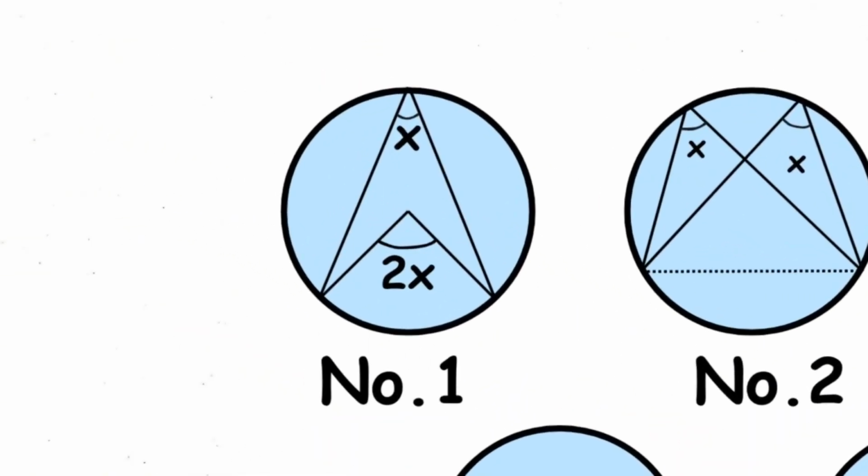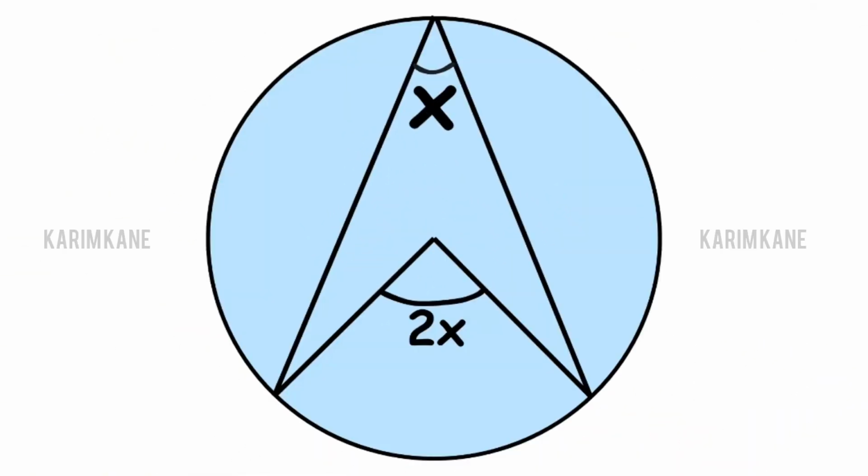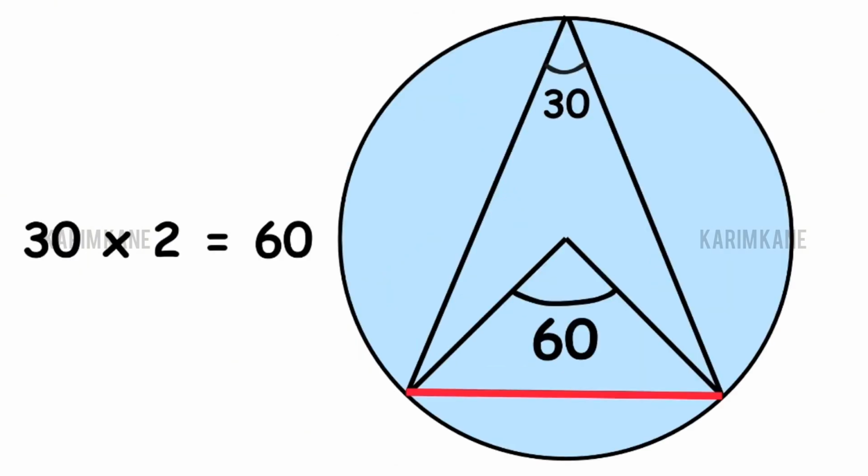The first circle theorem is the angle at the center theorem. The angle at the center of a circle is always twice the angle at the circumference when they stand on the same arc. So if an inscribed angle is 30 degrees, the corresponding central angle will be 60 degrees.